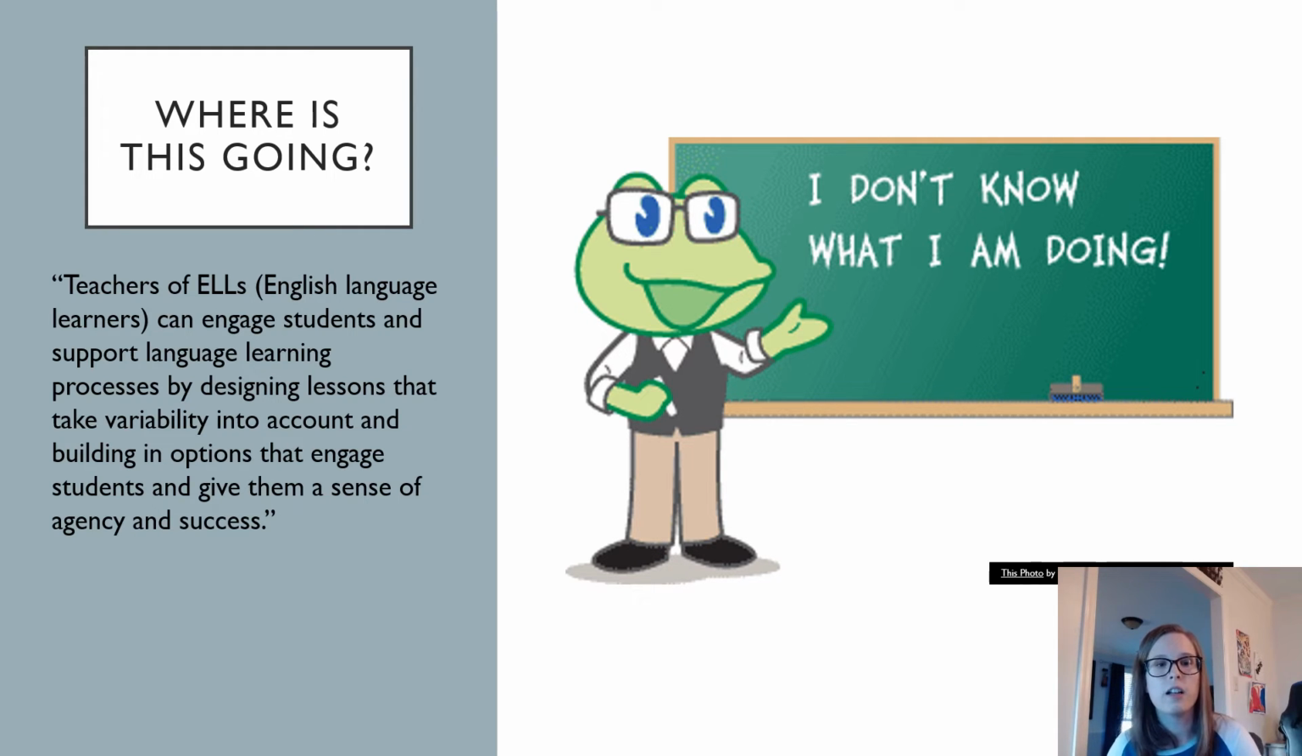Raul Cavita and Caroline Torres help answer these questions in their article, Supporting Academic and Effective Learning Processes for English Language Learners. They make it clear that teachers of English language learners can engage their students and support language learning processes by designing lessons that take variability into account and building in options that engage students and give them a sense of agency and success. And when the students are successful, the teachers are successful.